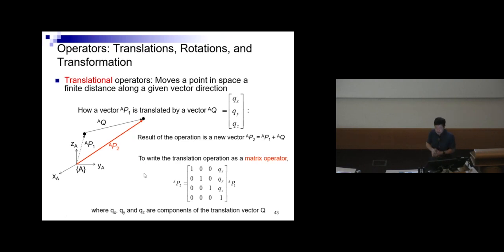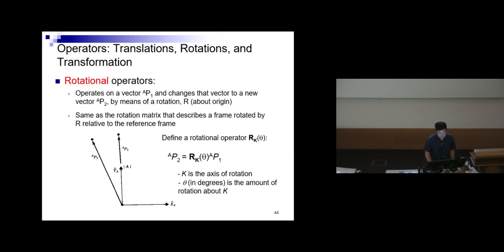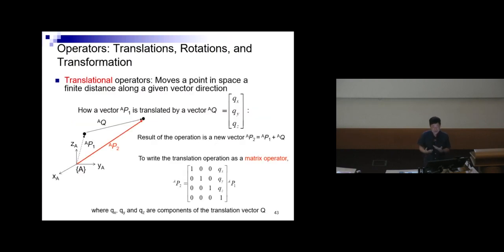And then to write the translation operation as a matrix operation, you have your AP2 equal to 1, 0, 0, 0, 1, 0, 0, 0, 1, QX, QY, QZ, and then you have 0, 0, 0, 1, multiplied by AP1. So the QX, QY, QZ are components of the translation vector Q. So this is your translational vector.